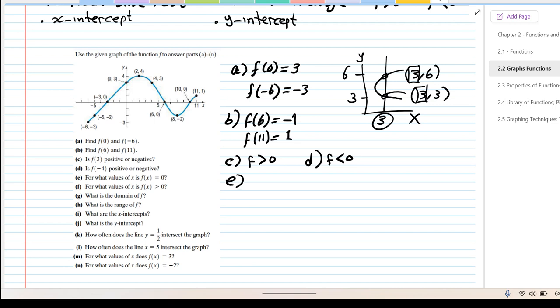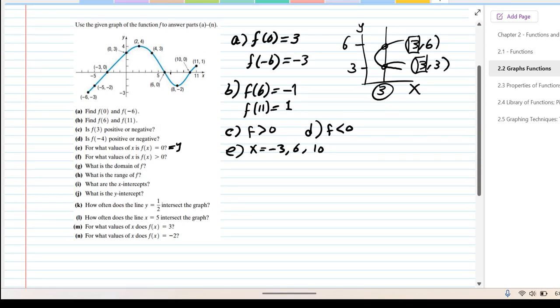In part E, for what values of x is f of x 0? Remember, f of x means y. Y is 0. There's a 0 here, there's a 0 here, and there's a 0 here. These happen at -3, at 6, and at 10. So the answer to part E, from left to right: x equals -3, and then we have 6 and 10 for those values of x.